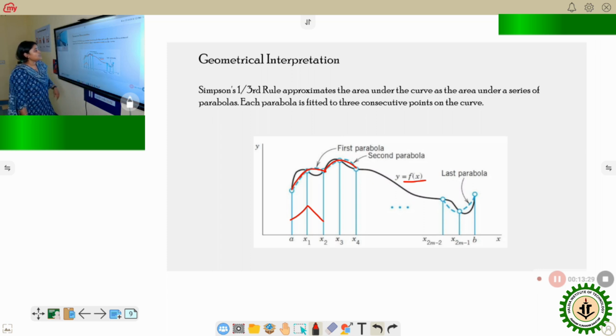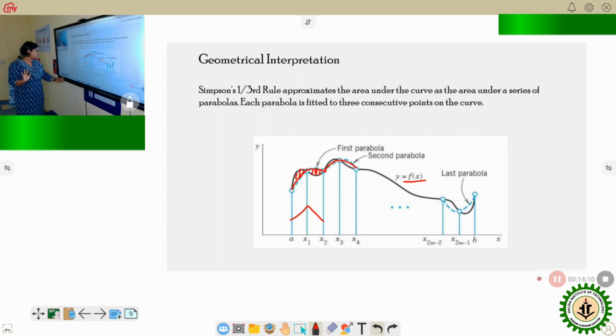So in this way, some area we are neglecting, and in this case, some more area we are introducing. So ultimately, some plus and minus will happen, and ultimately error will come. That means we will get an approximate value in the case of Simpson's one-third. So this is the geometrical interpretation of Simpson's one-third rule. Now, one more thing: Simpson's one-third rule gives a better result than the trapezoidal rule. This is its advantage, right?